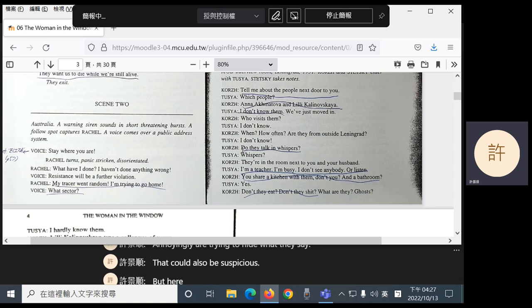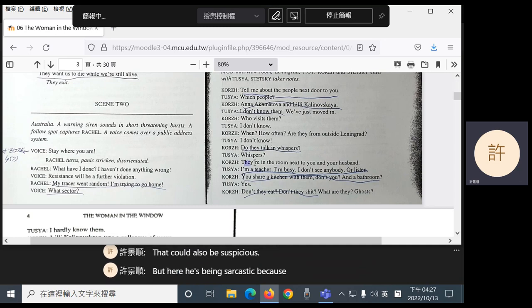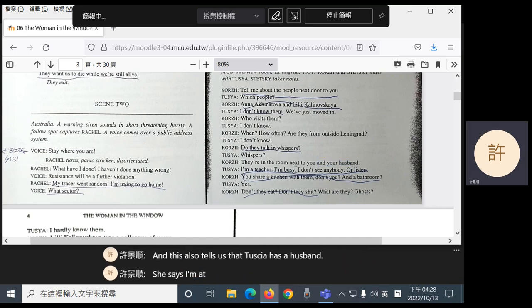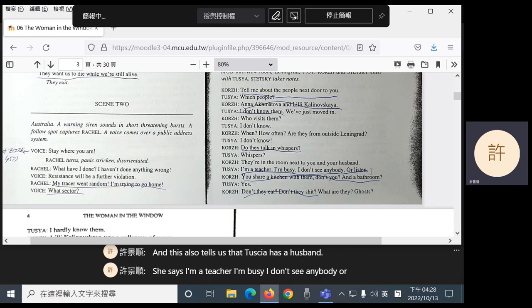But here he's being sarcastic, because he says they're in the room next to you and yet you don't know anything. What are they doing? Talking in whispers or something? What possible reason could you have for not hearing what they say? So this is Kors's way of trying to get past Tosya's resistance. And this also tells us that Tosya has a husband. She says, I'm a teacher, I'm busy, I don't see anybody or listen.